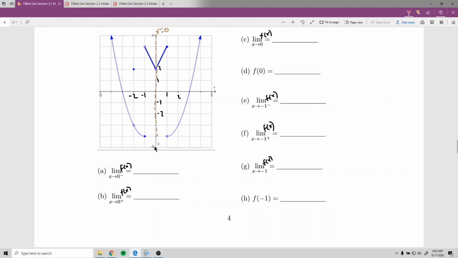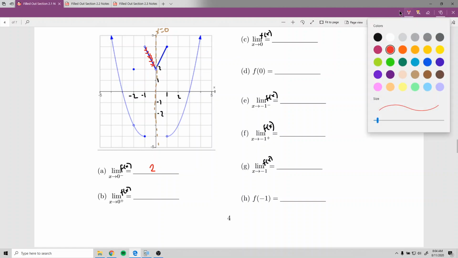And the first part asks, what is the limit as x goes to 0 from the left of f of x? So we're walking towards this point from the left. Remember, just take the closest little segment. You don't have to walk from back here. And the y value we are going towards is 2. And we're going through this spot right here. Doesn't matter if it's open or closed. We're going towards this spot.